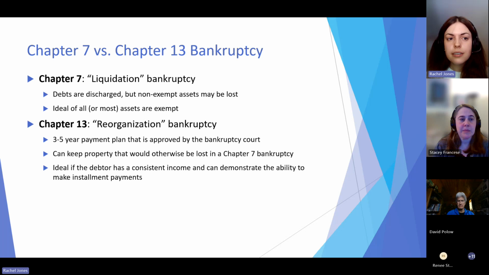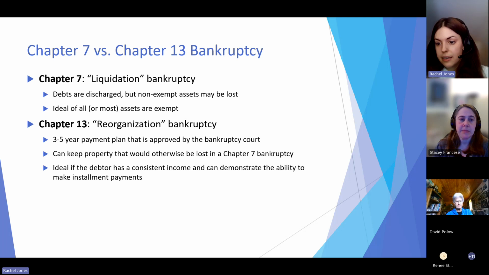There are two types that we typically see. These are for consumer debtors: a Chapter 7, which is the liquidation bankruptcy, and then the Chapter 13, which is the reorganization bankruptcy. For Chapter 7, it's again a more streamlined process. The debts are discharged, but if somebody has assets that are not covered by the bankruptcy exemption laws, those assets may be sold to cover the debts or lost by the debtor. So typically it's ideal in situations where somebody has most or all assets that are covered by the exemption laws. Maybe they don't own a home. Maybe they don't have any assets that can be used in the case.